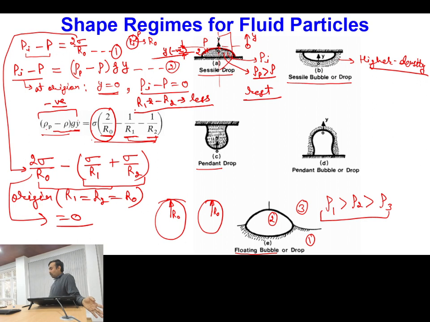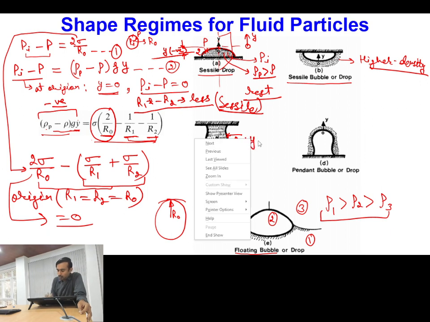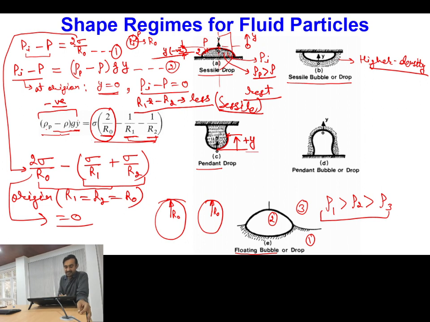Is this point clear? On the contrary, if I use a sessile drop, I think I used the name pendant. So this should be for a sessile drop. On the contrary, if I use a pendant drop, what will be happening? This is my point of origin, and I am moving away along this interface. When I am moving away from the point of origin, I am nothing but moving in the direction of positive y. So if my y is positive, density difference is positive, this term is becoming more positive.